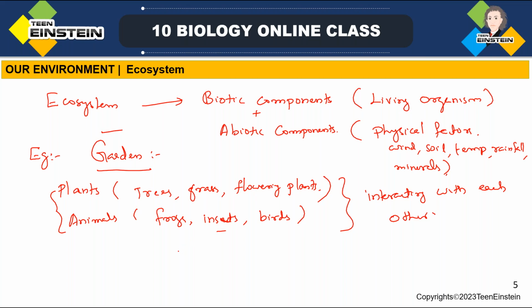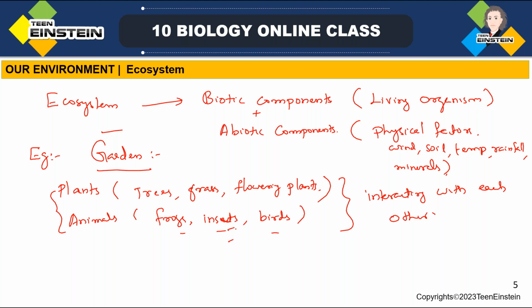So the interaction in the environment that you can see, with a simple example we can explain: a garden. That's a common thing, right? In a garden, plants will be there, and along with plants you can see small animals like frogs, insects, birds and all. These plants and animals in a garden are interacting with each other. Trees, grass, flowering plants are there. On the trees, birds will be living. Where grass is there, grasshoppers or such small insects will be there. To eat such small insects, frogs will be there, right?